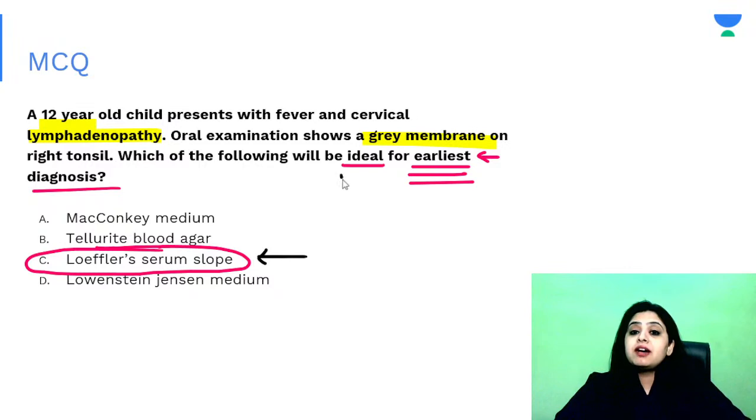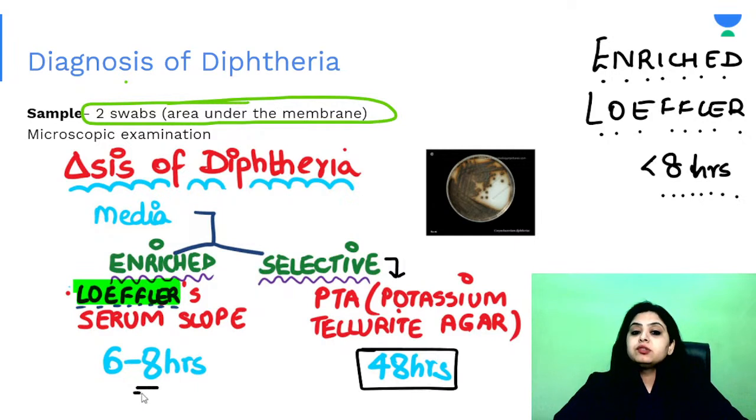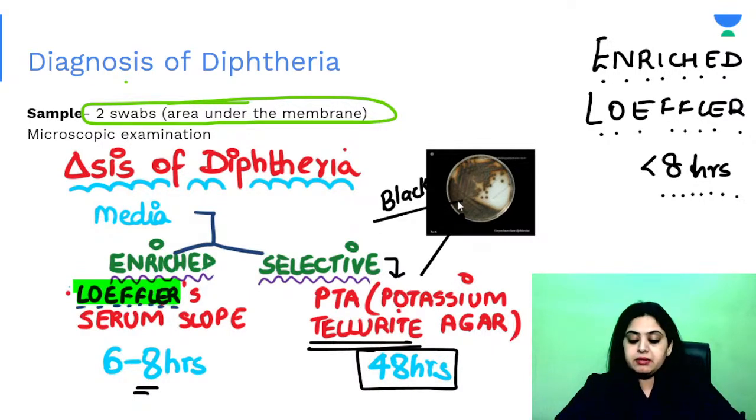But yes, if you would have asked me which is the best, which is the ideal, time is not a problem, then selective media is always the best. Potassium tellurite agar, and look at it, where this was taking only 8 hours, potassium tellurite agar is taking 48 hours. And there's a rule, whenever there is a tellurite-related media, the color that you will get will be black.